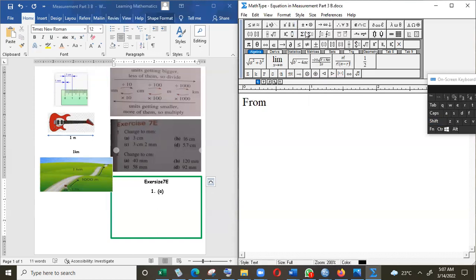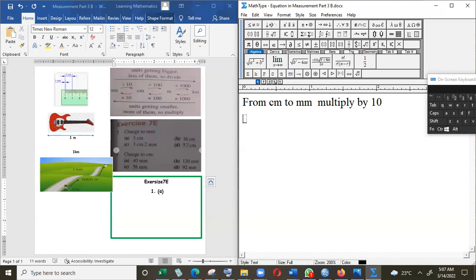From centimeters to millimeters. So you can clearly see, millimeters. Okay? So from centimeters to millimeters, we have to multiply. Multiply by 10. Okay. So please take that down. From centimeters to millimeters, we multiply by 10.